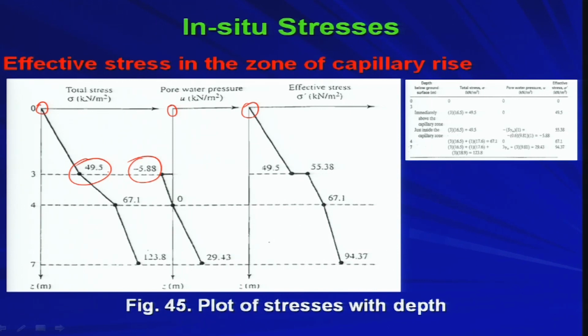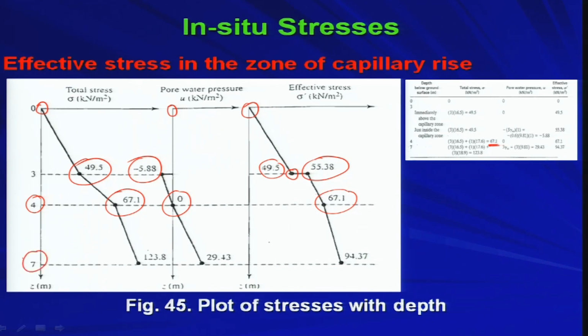Now, at the same time you will be getting two different effective stresses, that we have already seen. Just on top of that line your effective stress was 49.5, given by this point. Just below that line, because of this negative pore water pressure you will be getting some enhancement in the effective stress, that is coming as 55.38. So, this is the variation, and then from that point to 4 meter depth the total stress was 67.1. Here pore water pressure was 0 because that was exposed to the atmosphere and that is nothing but the groundwater table. Therefore, we are getting the effective stress as 67.1.